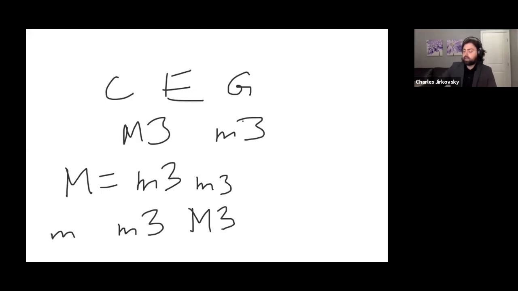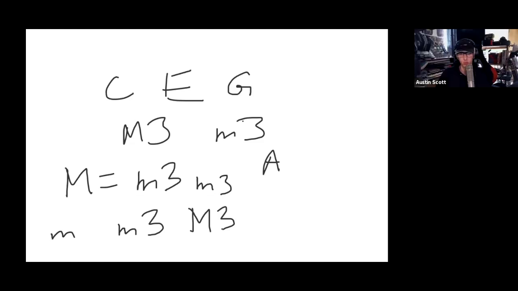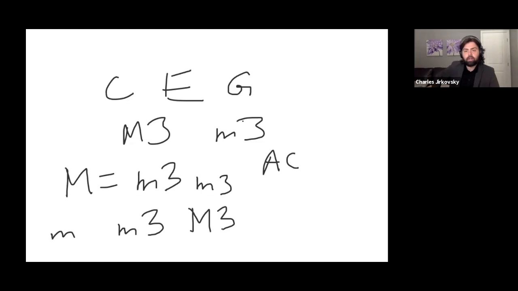So let's start with A. What's a minor third higher than A? Again, that's the third note of the A minor scale, or it's 3 half steps higher than A. C. And Caleb, what is a major third higher than C? E. So sure enough, A, C, E, that spells out the major chord.